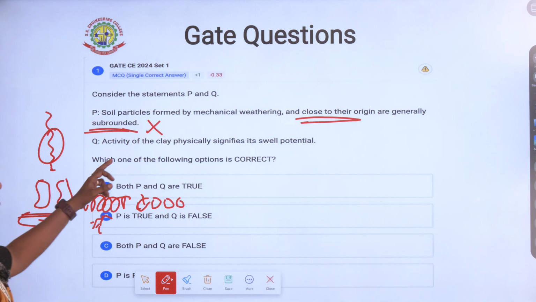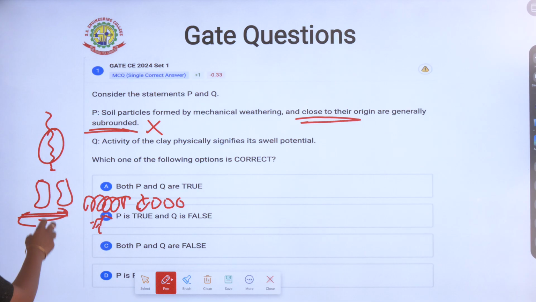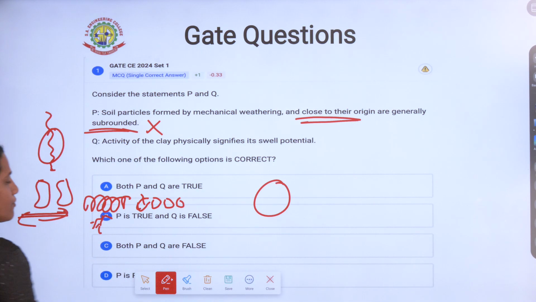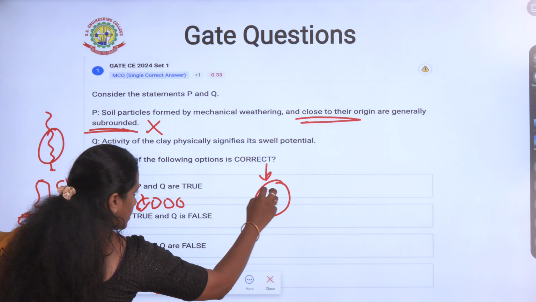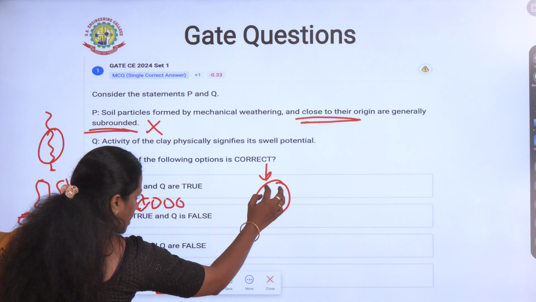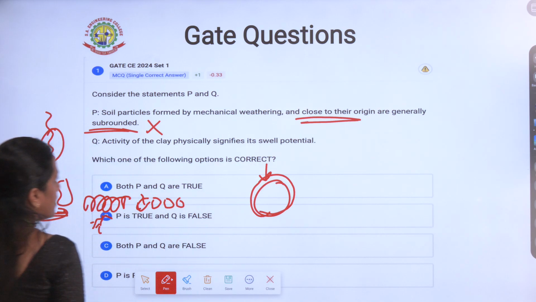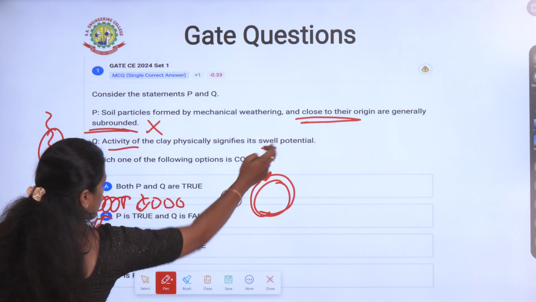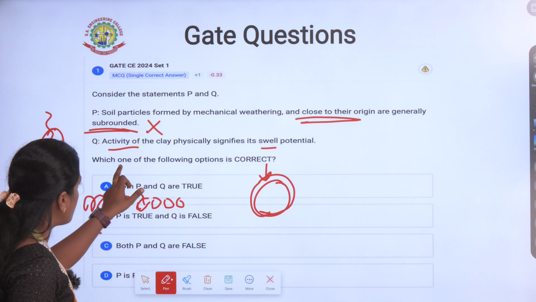Second one, the activity of the clay physically signifies its swell potential. If we have a soil particle, a clay particle, and I give water content to it, then it absorbs water with its absorption capacity and tends to bulk up, which is swelling. This is called activity. The activity of the clay signifies its swell potential, so this Q is correct.